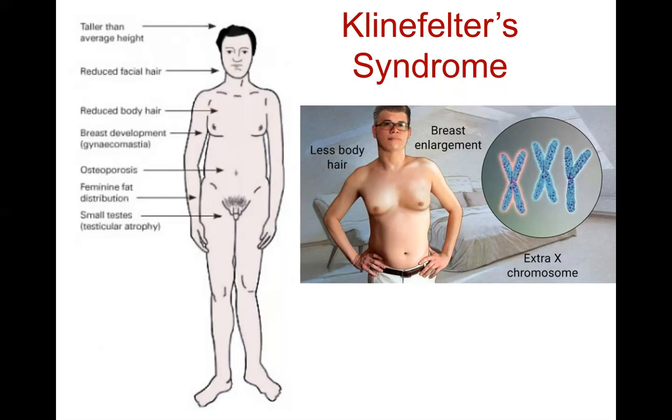In this particular case, what ends up happening is with the extra X chromosome, this particular person will wind up being a bit taller than the average male. He would have less facial hair, also less body hair. There are signs of breast development. There are cases in which they can develop severe osteoporosis at a much earlier age. There is also feminine distribution of fat and also a smaller size of testes.